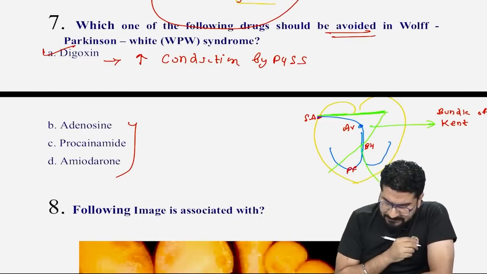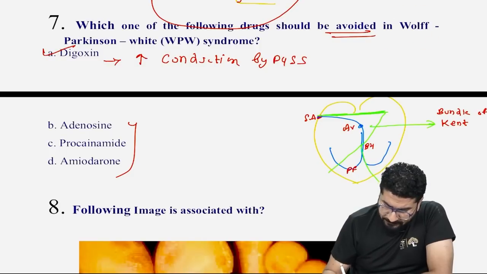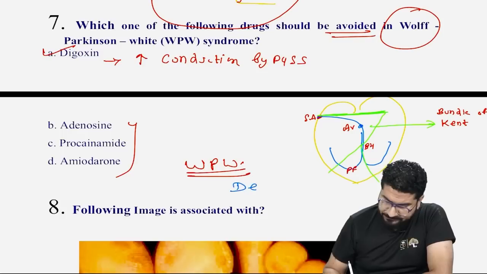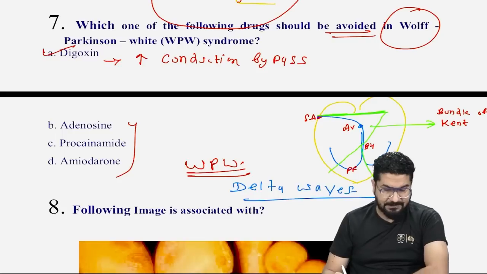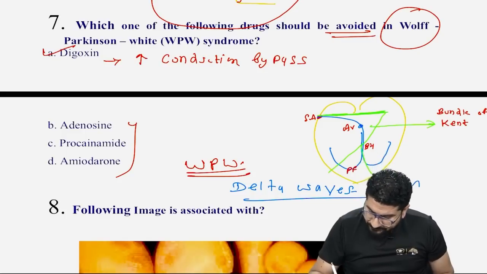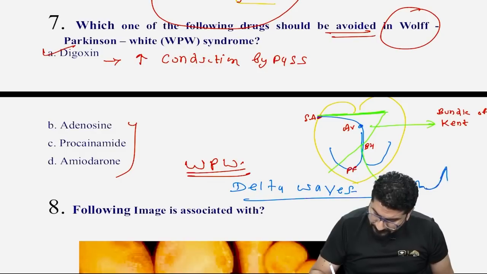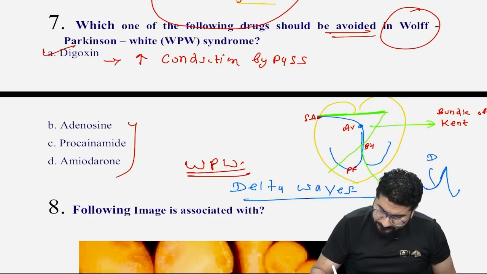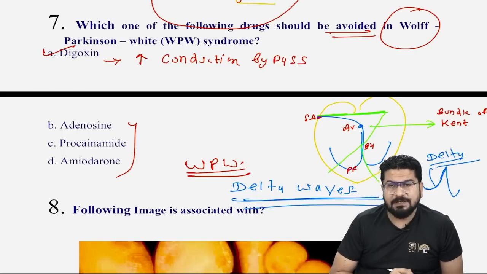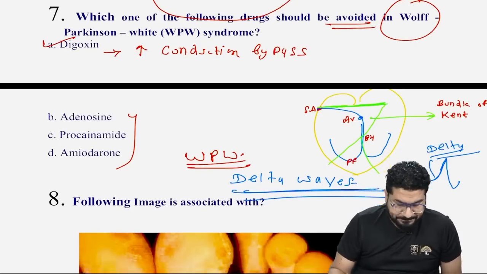Now what else can they ask you in WPW? They ask an MCQ. In WPW syndrome you will see a classical ECG finding, that is delta waves. What are delta waves? Understand this. This is a slurred upstroke of the QRS. You will see this is your P wave, then you will see the QRS will be like this. This slurred upstroke of the QRS is called a delta wave, which we see in a patient with WPW syndrome.